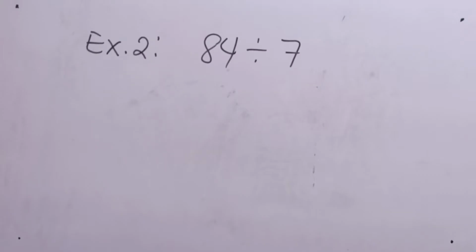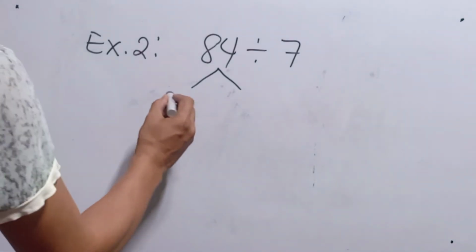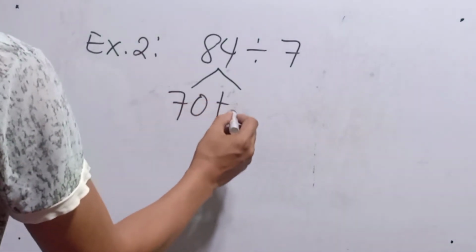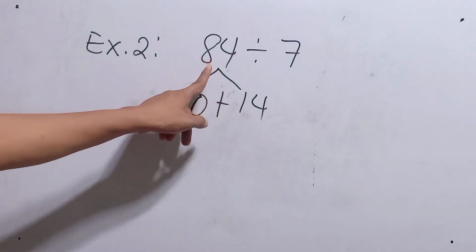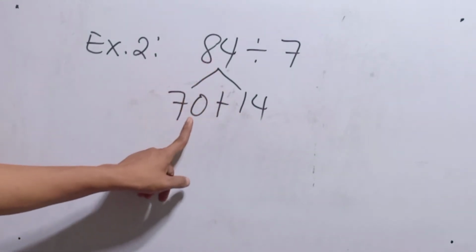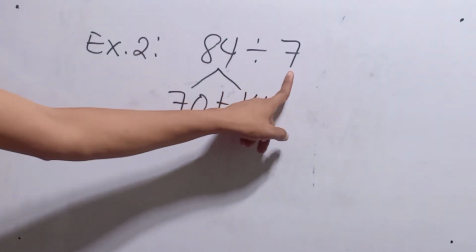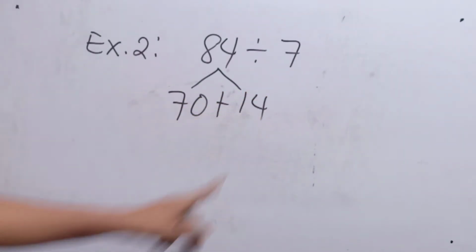Now let's have example number 2. I have here 84 divided by 7. Again, we simply split 84 into two numbers, but be sure these two numbers can easily be divided by 7. And how will you split 84? Yes, it's 70 plus 14. 70 plus 14 will give you 84. And if you notice, 70 can be divided by 7 easily, and so with 14.